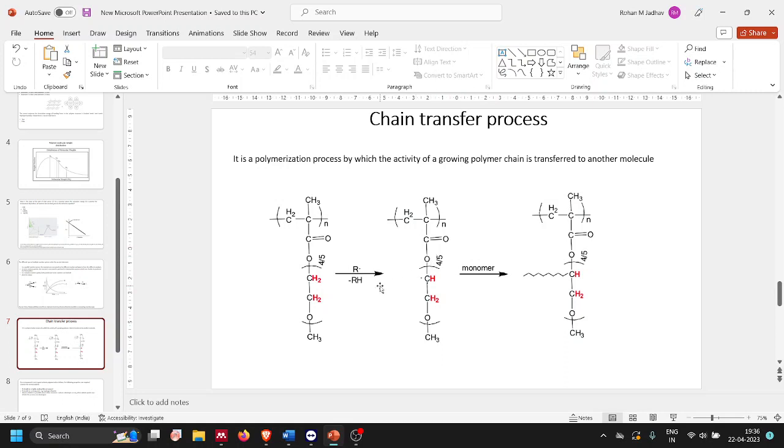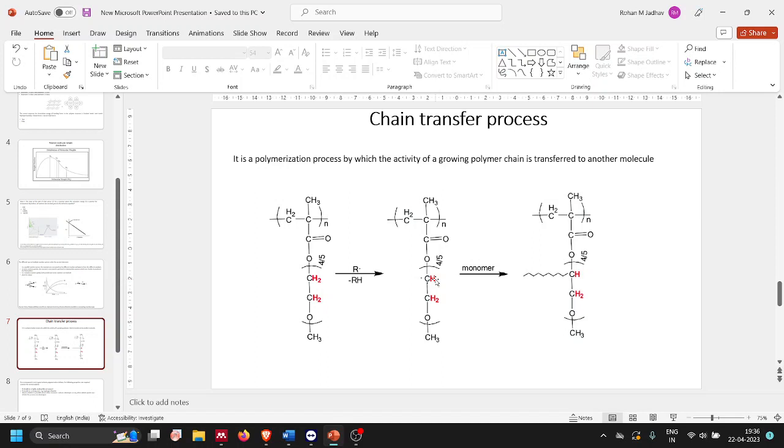Next, the transfer is to transfer to polymer. So what happens is the activity can transfer onto a monomer or onto another polymer chain. This occurs usually at the end of a radical polymerization reaction, when all monomers are consumed. So if there are no monomers to pass on the activity to, this activity will move on to the polymer chain, which has formed at the end of the radical polymerization cycle.